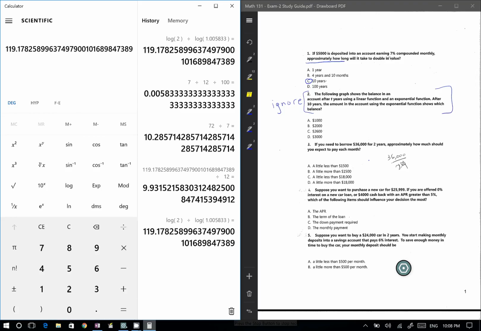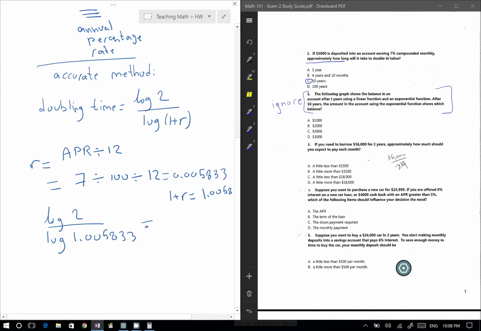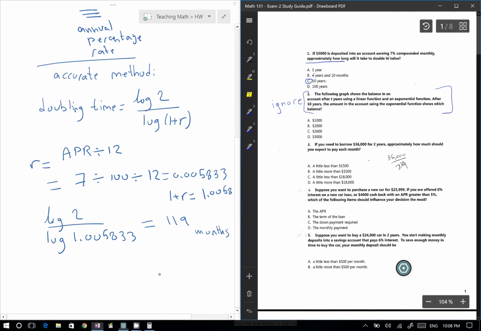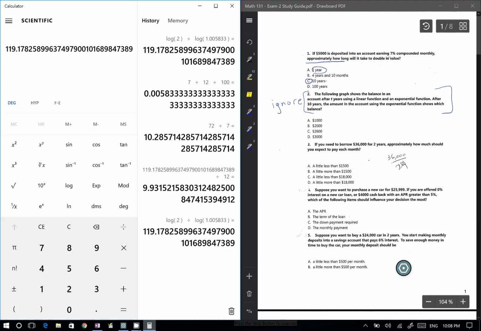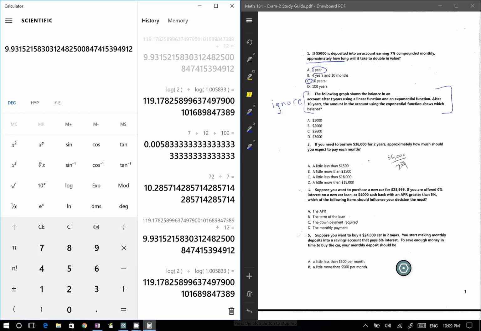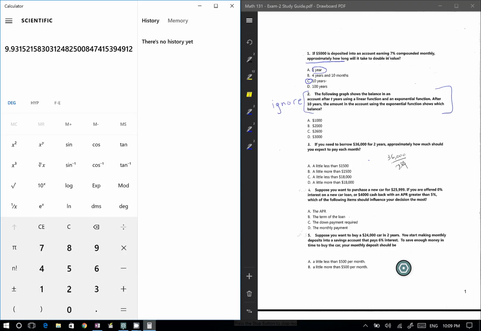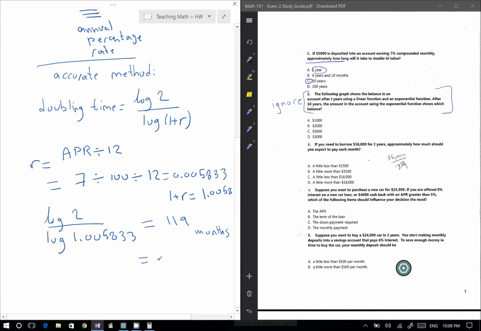Equal to 119.12. So the answer is 119 point something, but this is in months. So again, I have to divide by 12 to get the answer in years, because this is what my answers are about. So divide this answer by 12, and the answer is 9.93 years. So that's very close to 10 years.